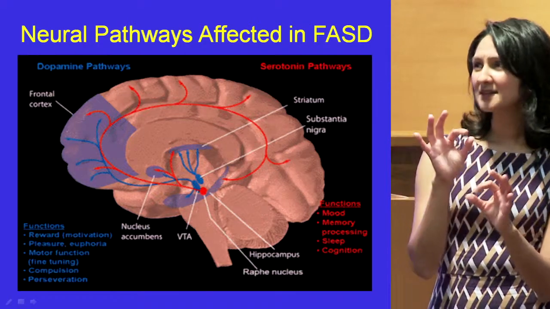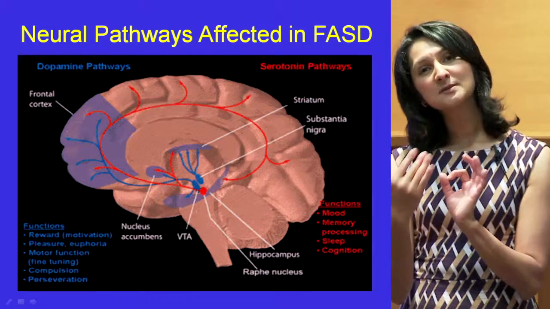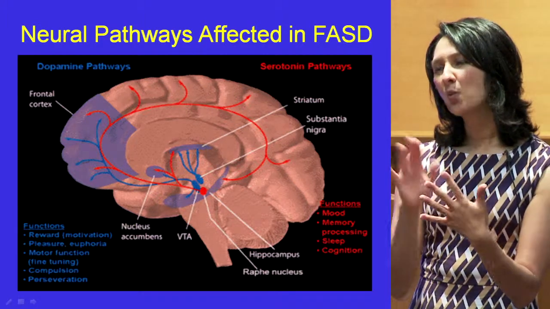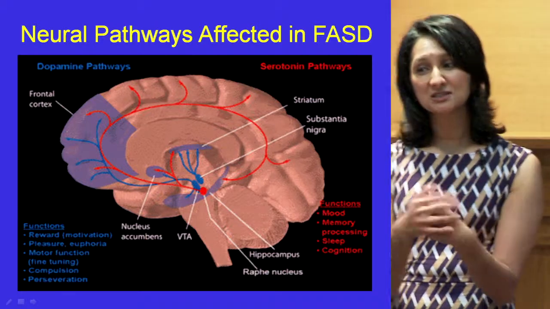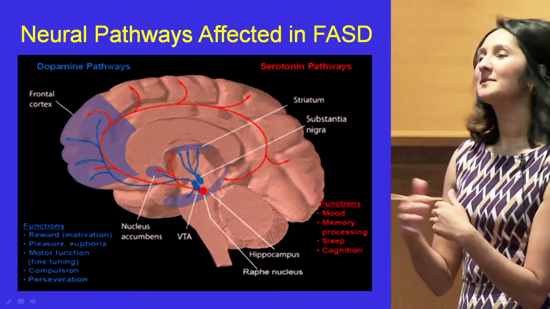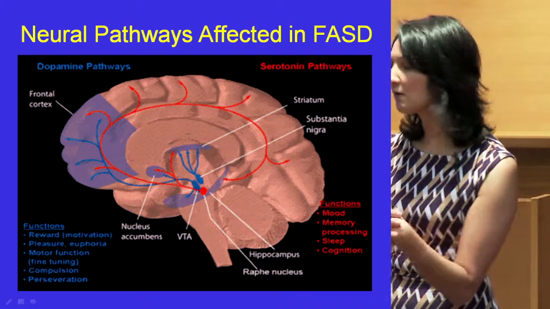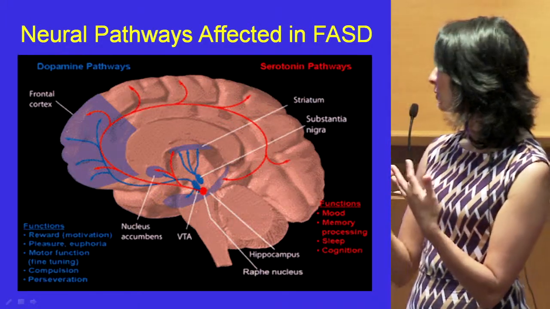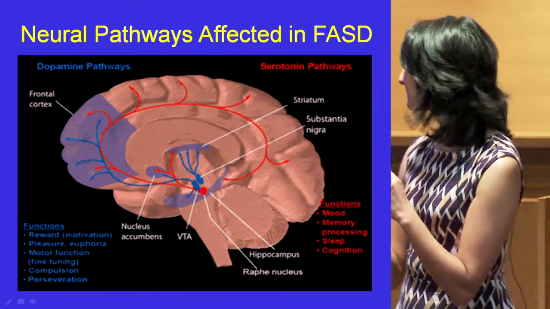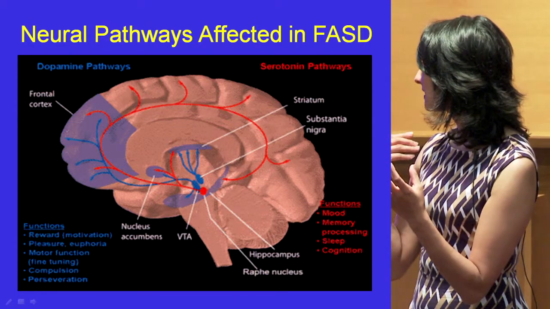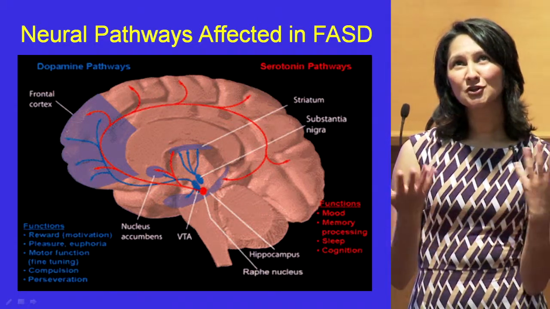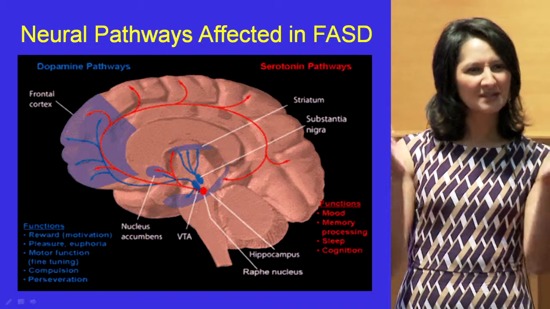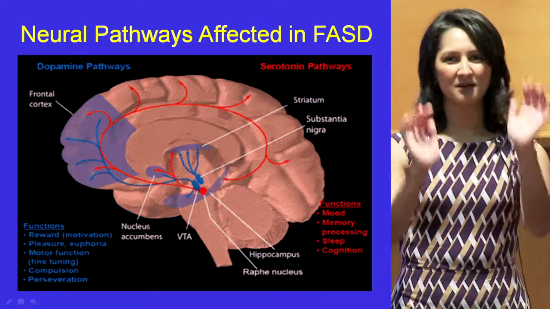So we also know that from a neurotransmitter standpoint, there seem to be certain specific neural pathways that are involved in FASD that reflect the other comorbid conditions that are often seen. So we know that the dopamine pathways and the serotonin pathways are very much involved in children with FASD. So the dopamine systems, the systems in blue, are responsible for reward and motivation, for pleasure, such as euphoria. These are involved in motor functioning and compulsion and perseveration. So these children who have impairment in their dopamine systems often have vulnerabilities in attention regulation, ADHD, impulse control. They want what they want when they want it, and they can't delay gratification.